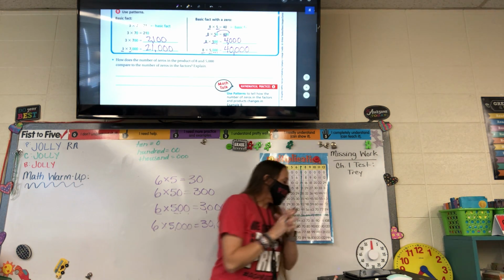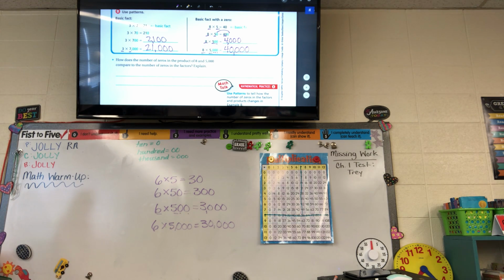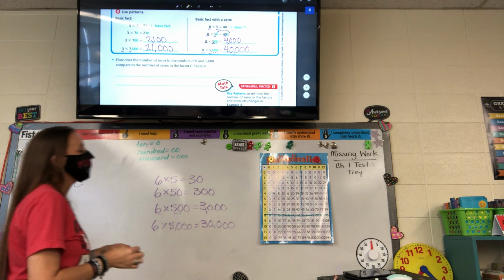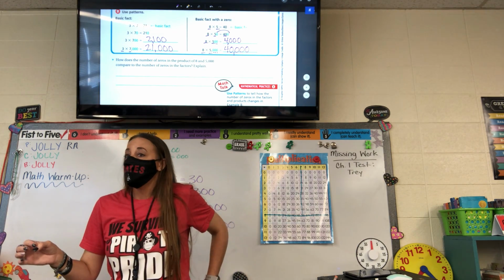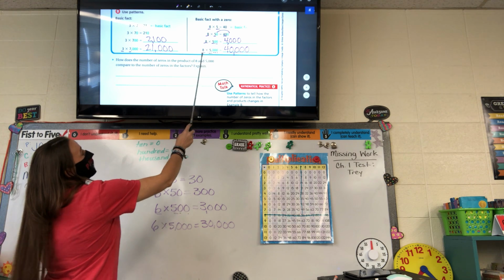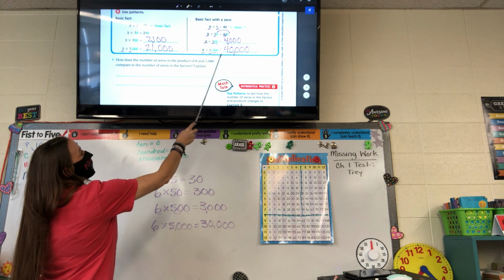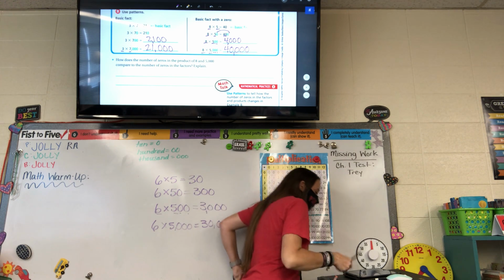This one says, how does the number of zeros in the product of 8 and 5,000 compare to the number of zeros in the factors? Okay, we have already talked about this. How many zeros do you see in the factors? 3. And in the product? 4. Okay, so that's what we're going to put down.